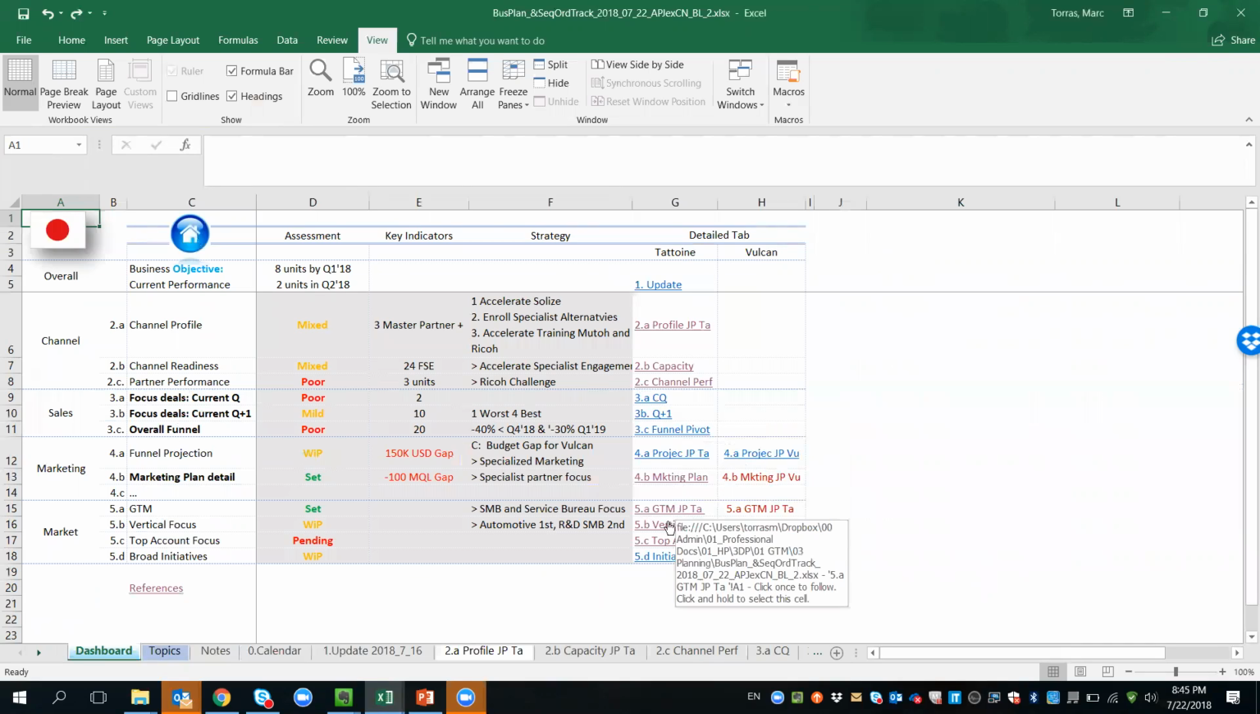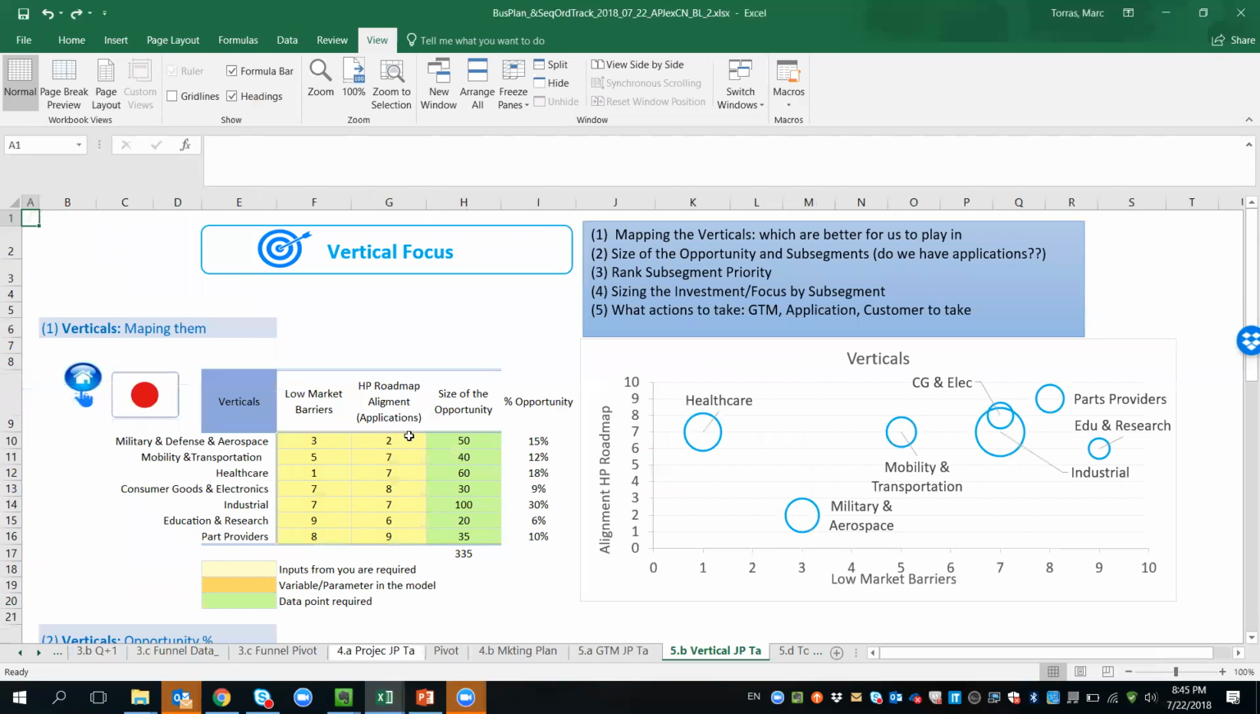But here, when we look at the vertical focus, as you see, this is just the example of Japan. And these are just assumptions that we use to build this, and that actually you will for sure challenge and we will refine them. But here, as you see, for example, you have alignment on HP roadmap, that we have applications where our technology is a good fit for that customer segment, or what are the barriers of access to this market?